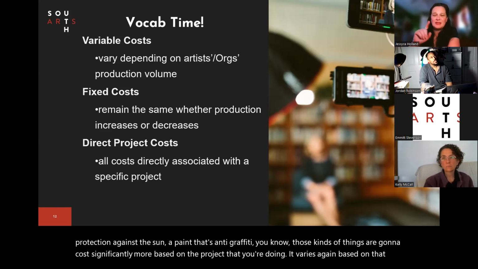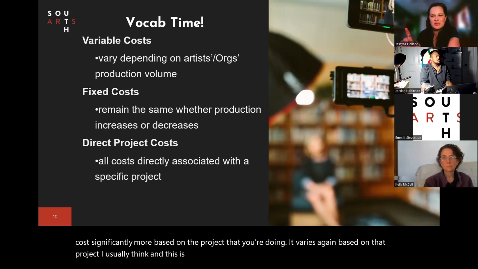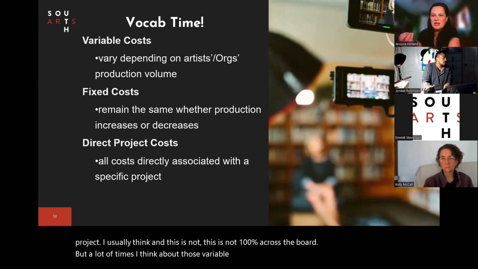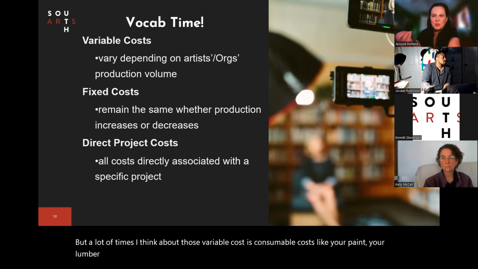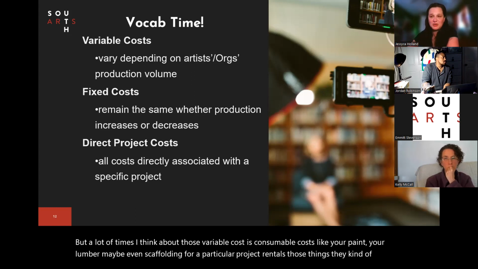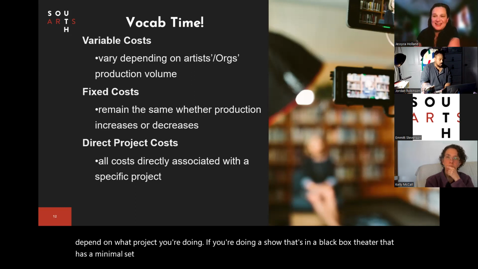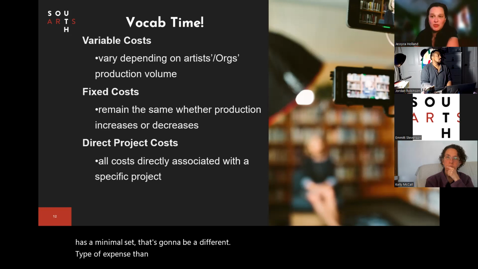I usually think, and this is not 100% across the board, but a lot of times I think about those variable costs as consumable costs, like your paint, your lumber, maybe even scaffolding for a particular project, rentals. Those things depend on what project you're doing. If you're doing a show that's in a black box theater that has a minimal set, that's going to be a different type of expense than doing a very large production with a 30-person cast, right?